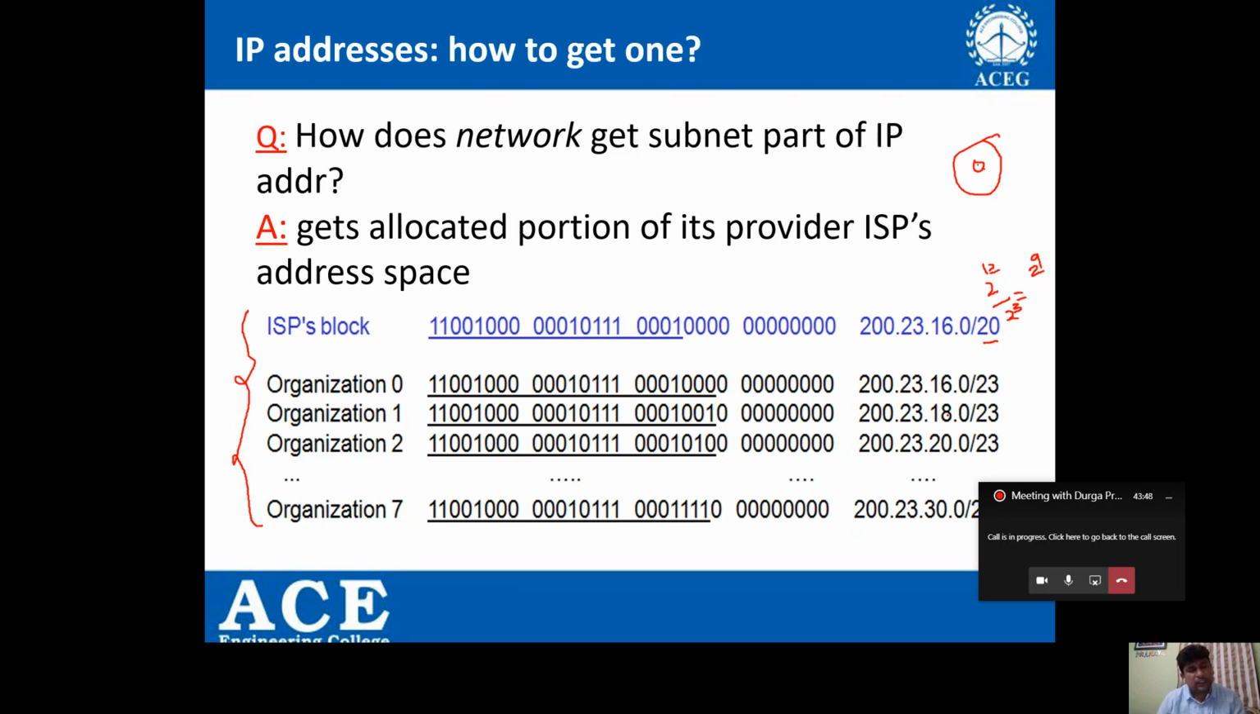In the next class we'll discuss topics such as network address translation, and we'll also try to understand the next version of IP addressing called IPv6, and how we make transitions between IPv4 and IPv6 networks.